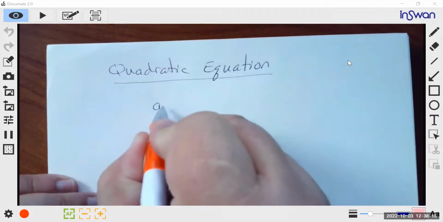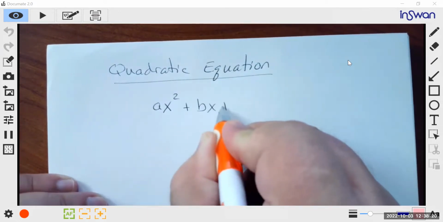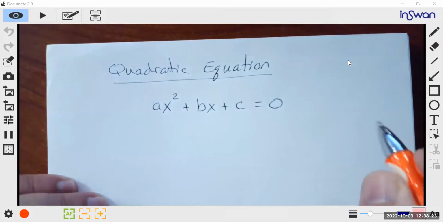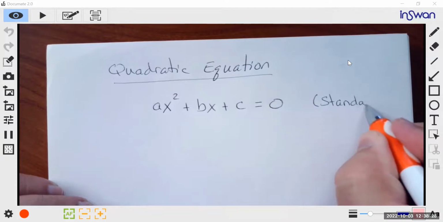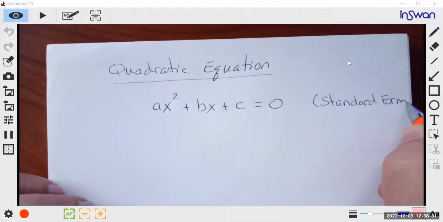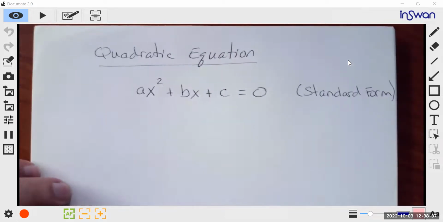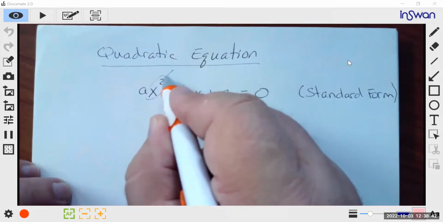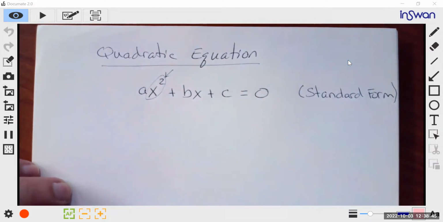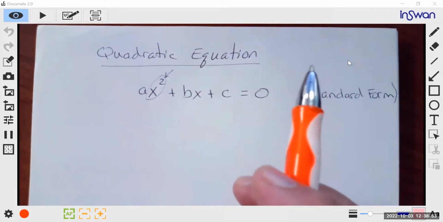A quadratic equation has this form: ax squared plus bx plus c equals 0. We call that the standard form. So what does this tell us? Anytime we see a variable with the highest power being 2, in order to solve it, we have to set it equal to 0. Once we get equal to 0, then we can solve it, which is what we're going to learn how to do today.